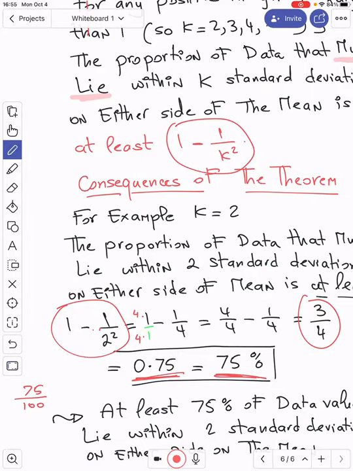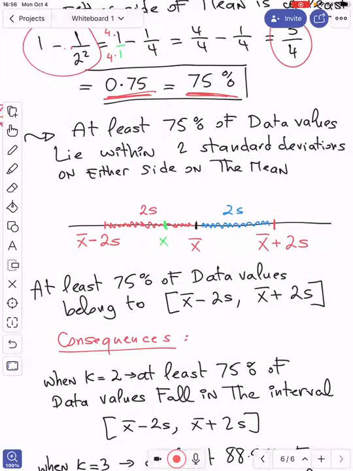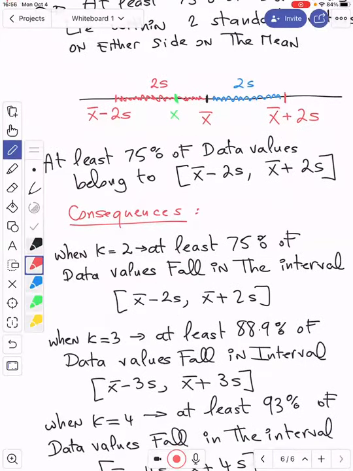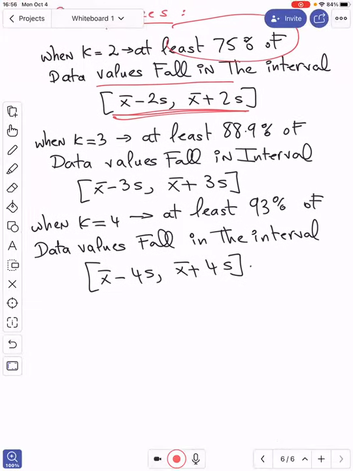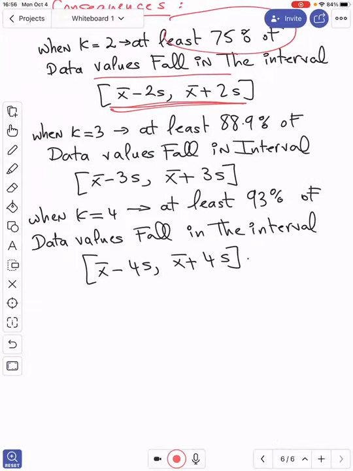So what we are saying is that when k is 2, at least 75% of the data values are going to belong to this interval: x bar minus 2s, x bar plus 2s. Now, let me give you a numerical example. I didn't give you a numerical example yet. Let's use the flower diameters with the hybrid B, for example. Here's an example to show you what this means.